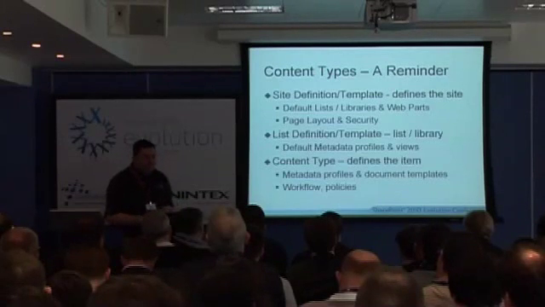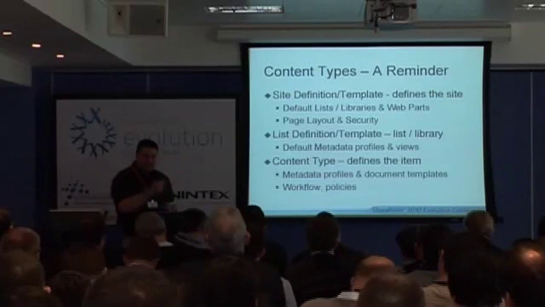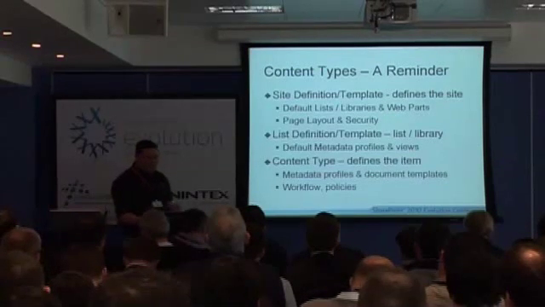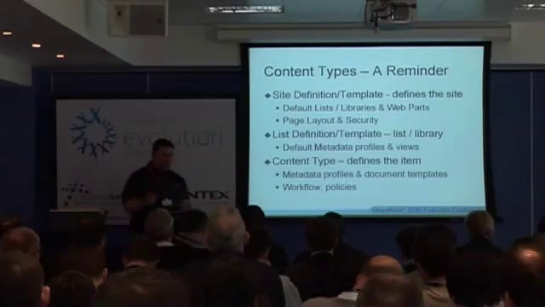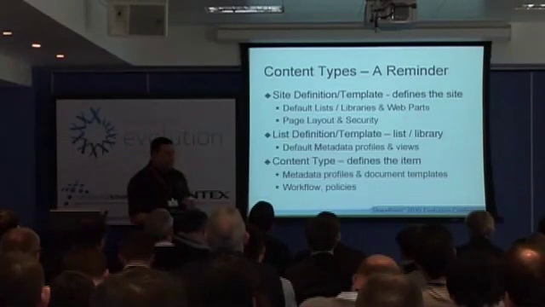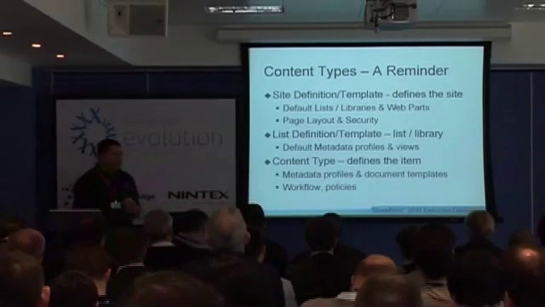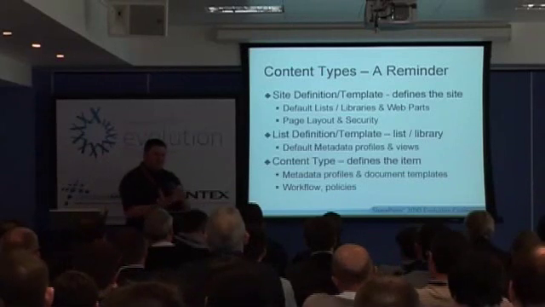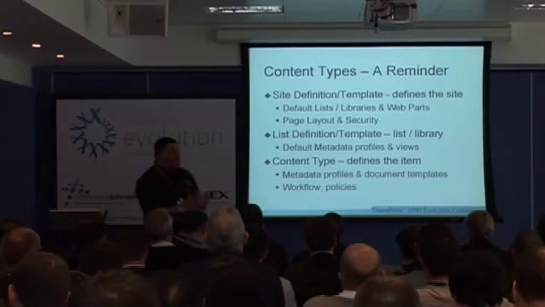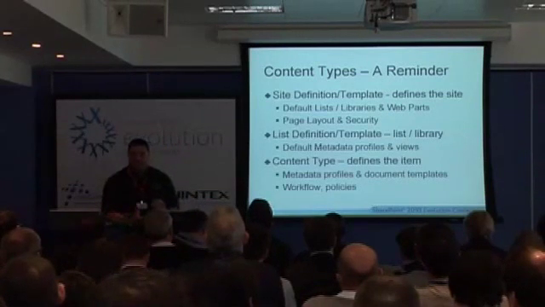It's not a difficult task to add additional content types to that list or that library to give us additional types of object, and each type of object can have its own metadata profile, its own document template if it's a document. It can have its own workflow settings. It can have its own policies associated with it. So SharePoint 2007 content types gave us a massive amount of flexibility, but also standardization within our document libraries.